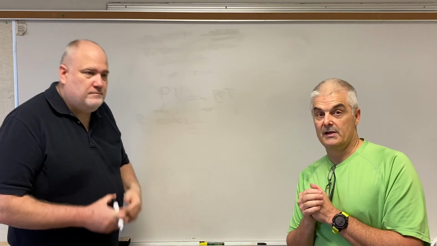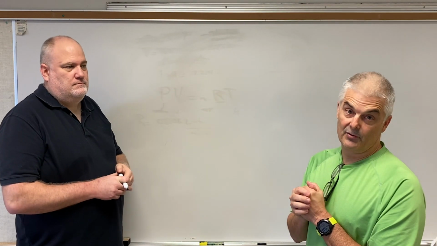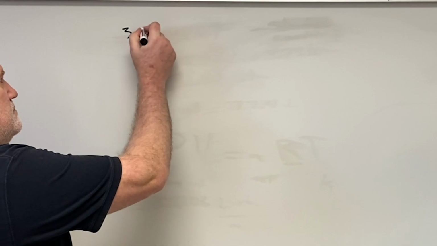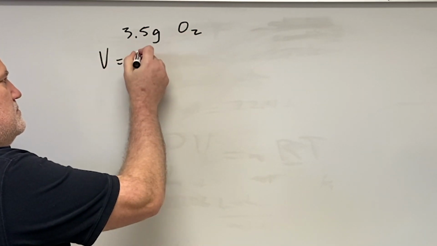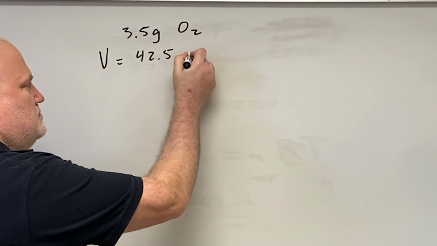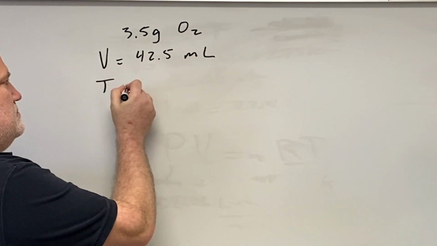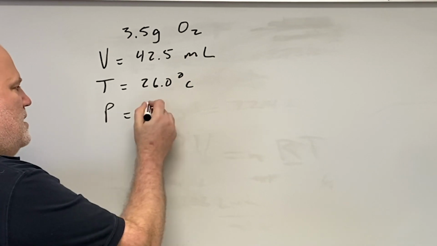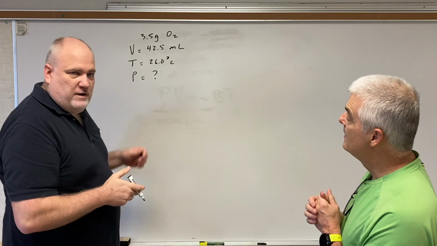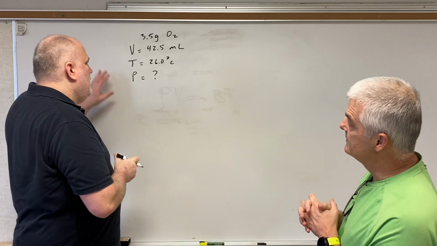So given this question here, we've got 3.5 grams of oxygen gas that takes up a volume of 42.5 milliliters at a temperature of 26 degrees Celsius. What's the pressure? Now notice here, I like writing all the variables down on the side of the problem. That's good.